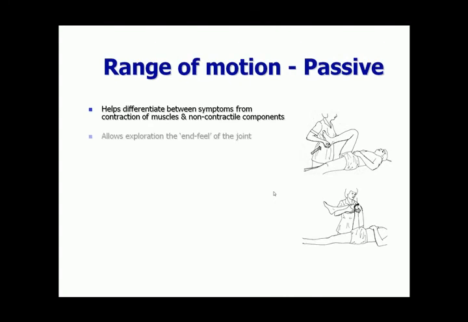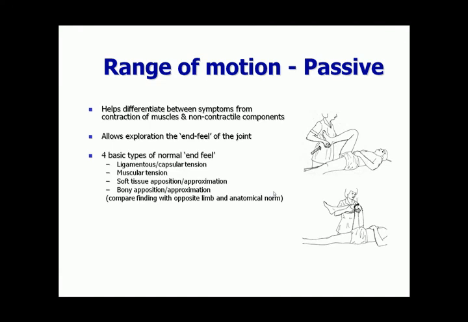Next, it is important to move on to the passive range of motion. The difference between active and passive range of motion will help us to differentiate between the symptoms from contraction of muscles and non-contractile components, such as ligaments. It allows the exploration by the therapist for the end feel of the joint. And there are 4 basic types of normal end feel: ligamentous or capsular tension, muscular tension, soft tissue apposition or approximation, and bony apposition or approximation.